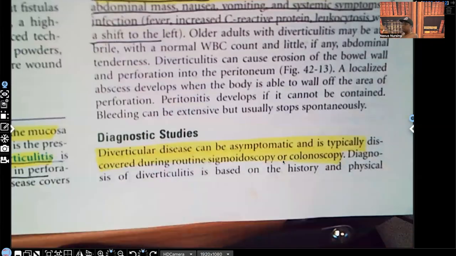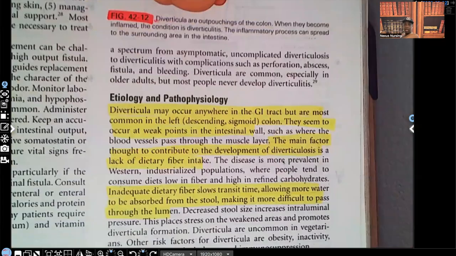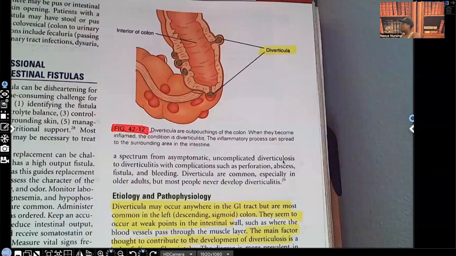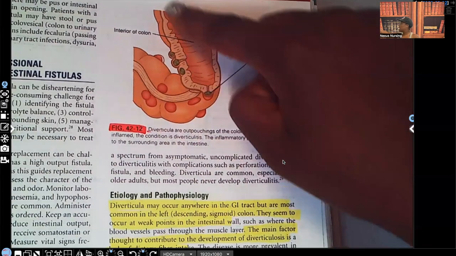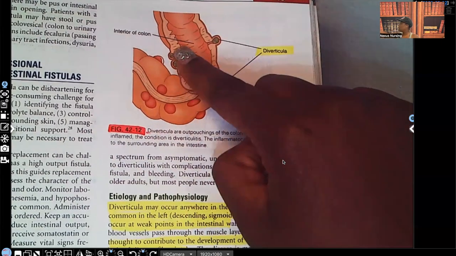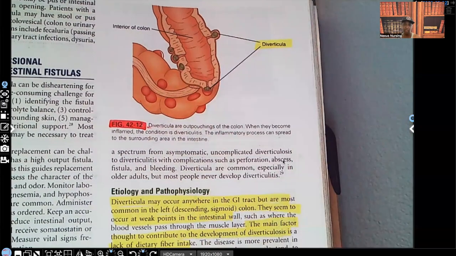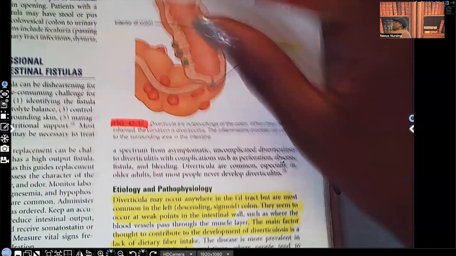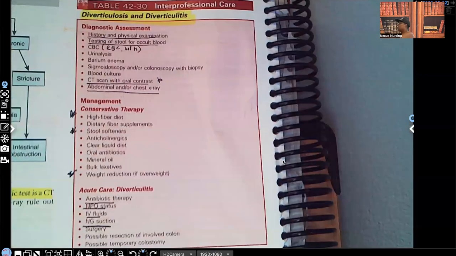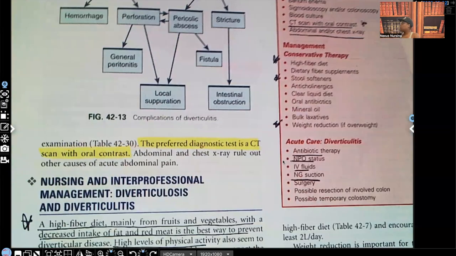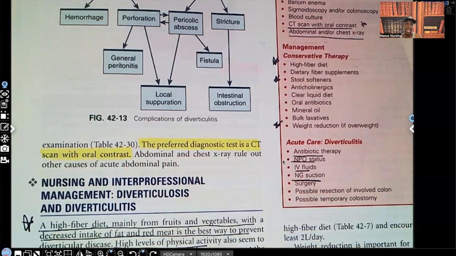Before we move on, I want you guys to take a look and see what it kind of looks like. I promised I was going to show you. So here is the colon. Look at this GI tract and look at these outpouchings, right? These weak pockets. And so anything can get stuck in there and it just sits there and festers and eventually causes inflammation. And that's what turns into diverticulitis. Okay. The preferred diagnostic test is a CT scan with oral contrast.